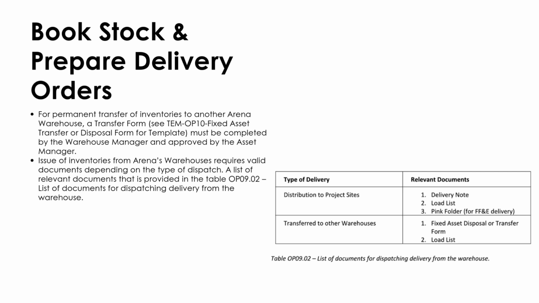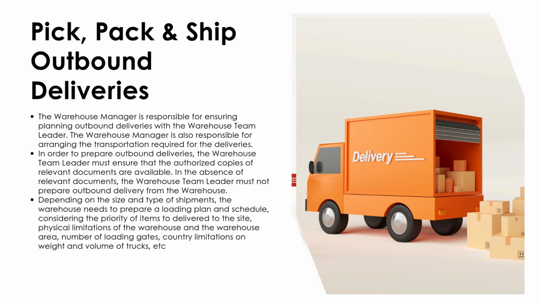The issue of inventories from Arena's warehouses requires valid documents depending on the type of dispatch. A list of relevant documents is provided in the table. The warehouse manager is responsible for planning outbound deliveries with the warehouse team leader and arranging the transportation required for the deliveries. To prepare outbound deliveries, the warehouse team leader must ensure that authorized copies of relevant documents are available. In the absence of relevant documents, the warehouse team leader must not prepare outbound delivery from the warehouse.